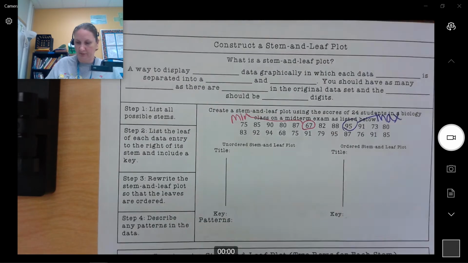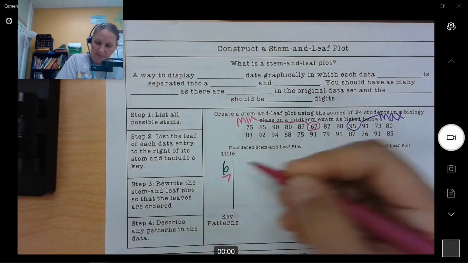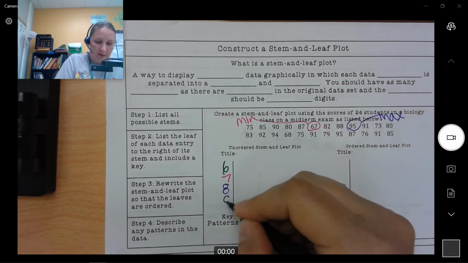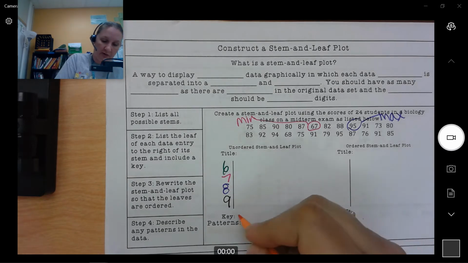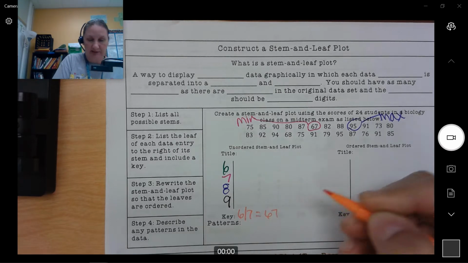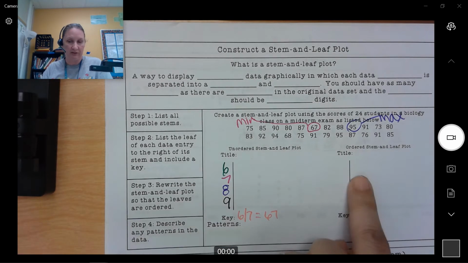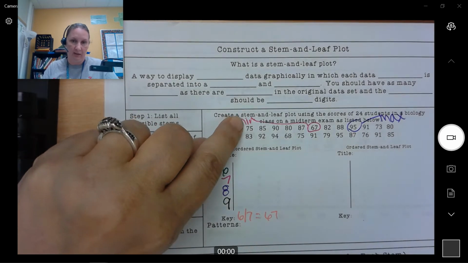I'm going to pull this page out so I can look at it. So 60s, 70s, 80s, and then 90s. Okay, so again, it's very important that we always know what our key is. So before you even start doing something, I recommend you look at your key or write out a key. I'm going to use 6 bar 7 to represent 67. That tells us that each of the first numbers represents the tens place. Each of the numbers that I'm going to list afterward is the ones place, representing one single element in that.